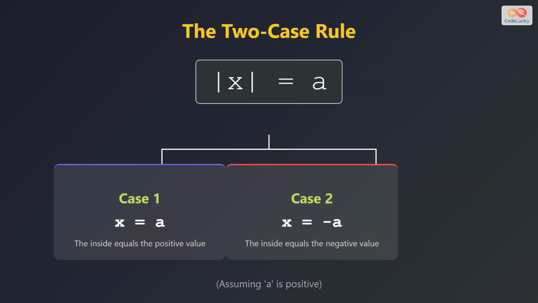This concept of distance leads us to our most important rule for solving equations. If the absolute value of x equals a positive number, there are two possibilities for what x could be. The inside could be equal to the positive value, or the inside could be equal to the negative value. We call this the two-case rule.